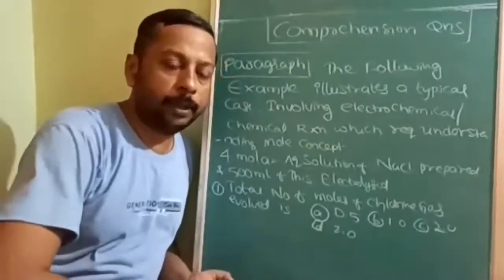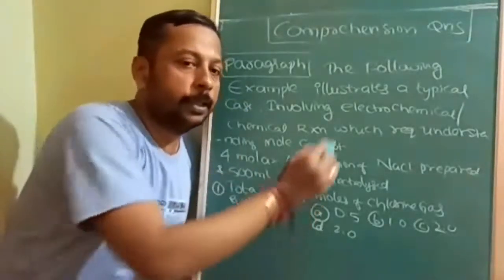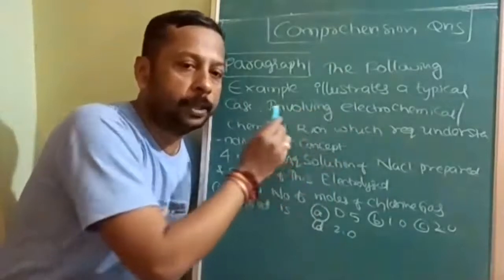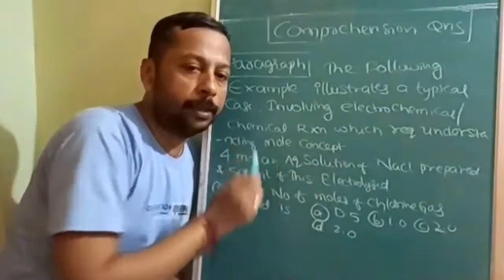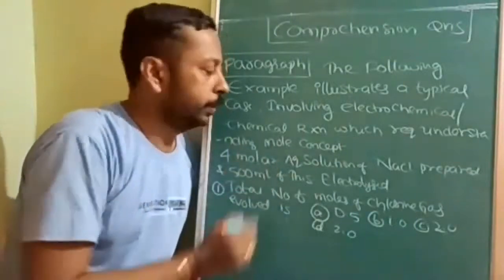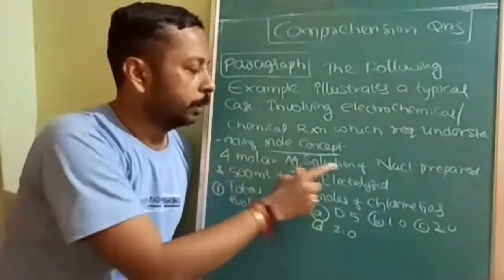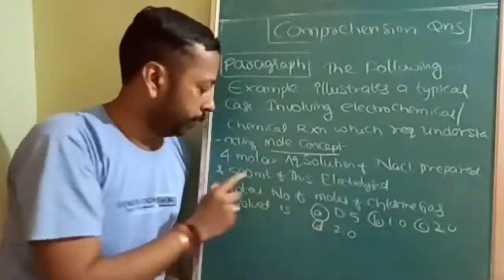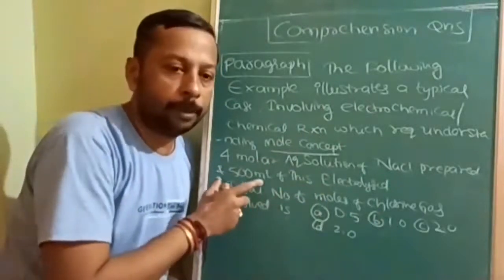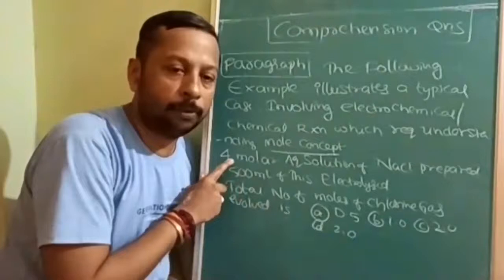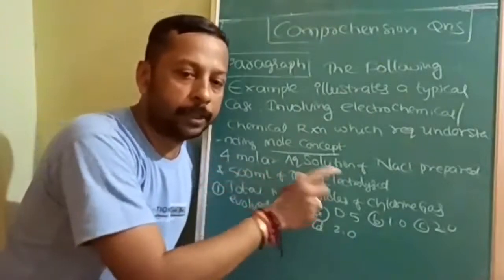Okay, the next question is on mole concept and electrochemistry. The paragraph says that the following example illustrates a typical case involving electrochemical reaction and chemical reaction, which requires understanding the mole concept also. A 4 molar aqueous solution of NaCl is prepared and 500 ml of this is electrolyzed. Based upon this, molarity is how much? 4. Volume is how much? 500 ml. The solution is aqueous NaCl.